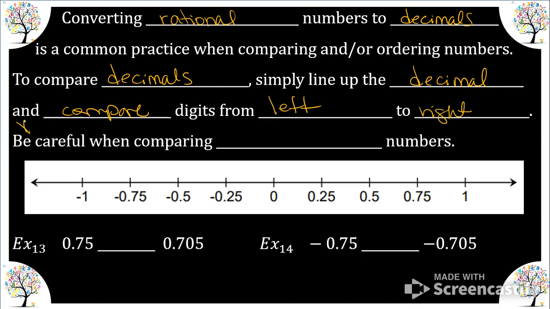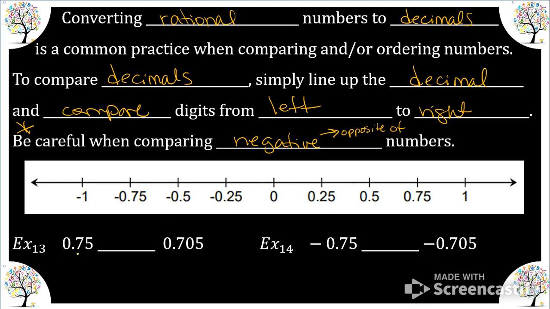But guys, we have to be super careful when we compare negative numbers. Remember, the word negative means opposite of. So sometimes what I do is, when we get to number 14, these are negative, but if I compared them as though they were positive and then just change my answer to the opposite, then I have it correct.